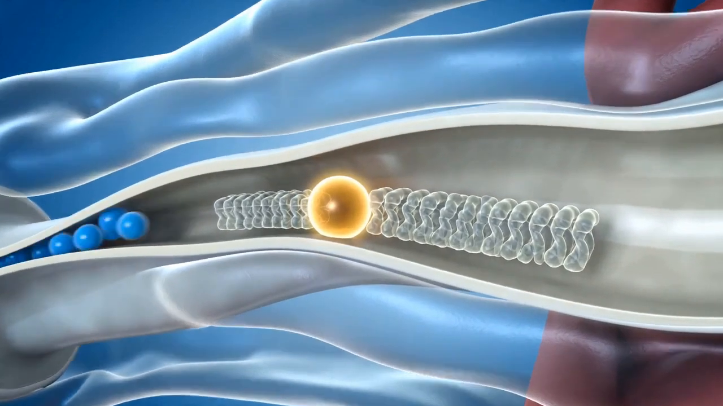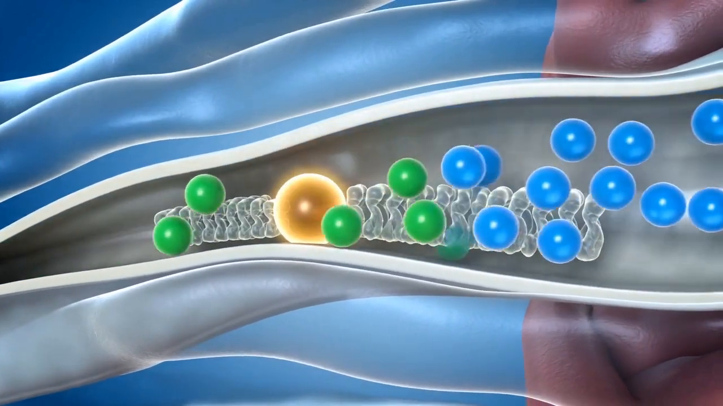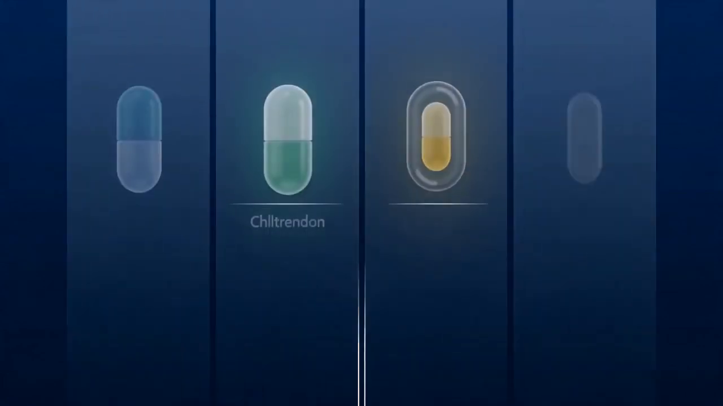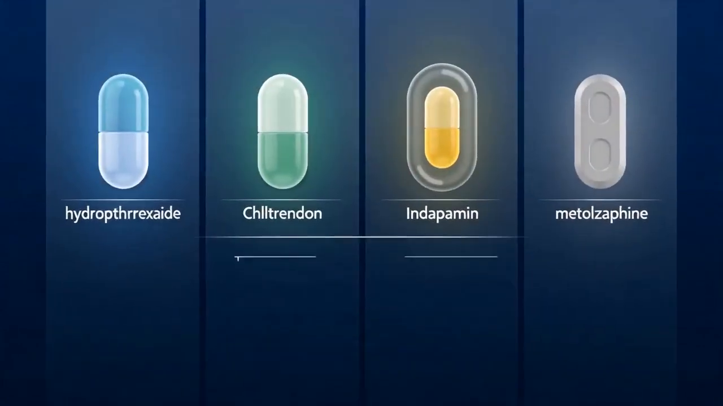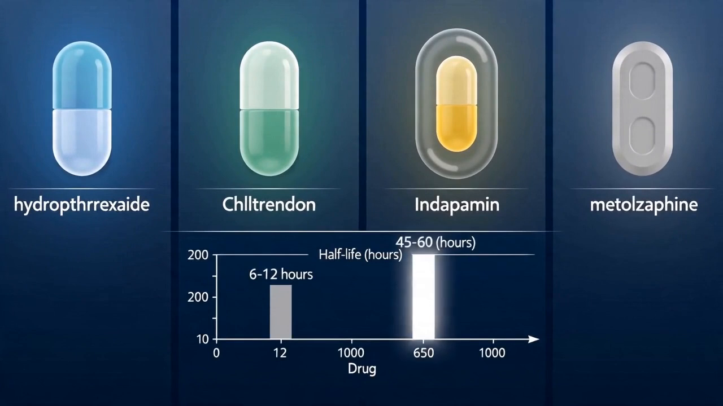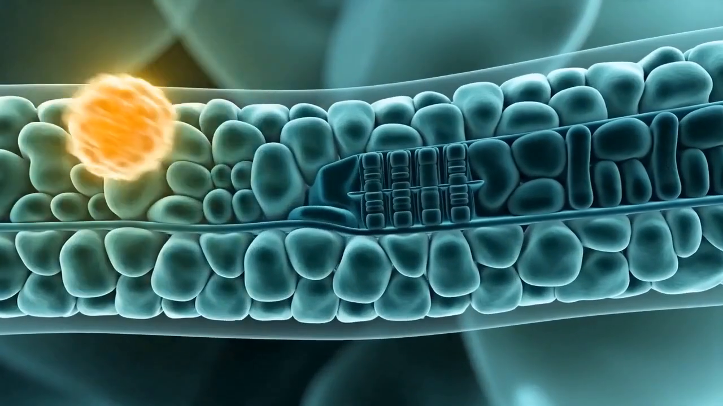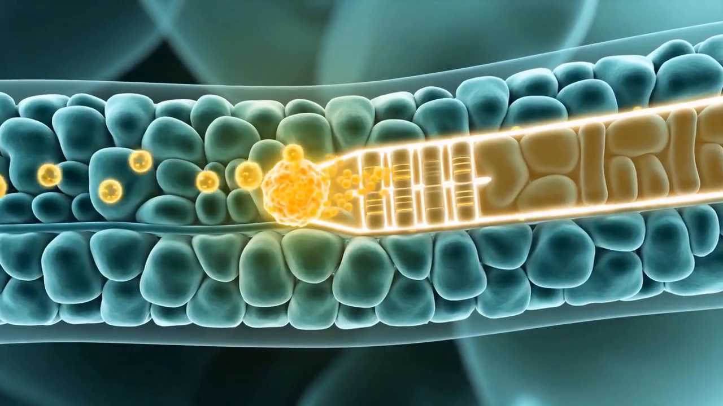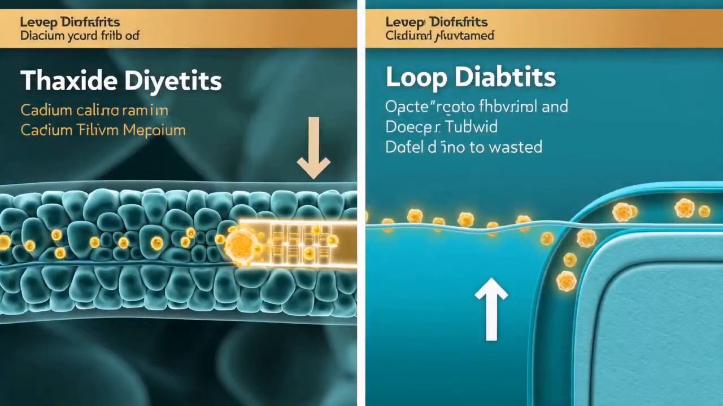Thiazide diuretics block this NCC cotransporter. When NCC is blocked, sodium and chloride stay in the tubular lumen and get excreted in the urine, pulling water along with them. The result is increased urine output and reduced blood volume, which lowers blood pressure.